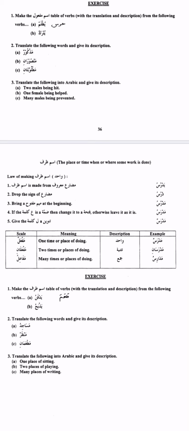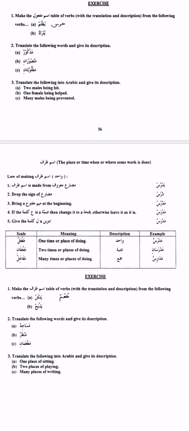Translate the following into Arabic and give its description. Two males being hit. So hitting is darbun, daraba, yadribu, darbun, and the siga of fi'l mudari' majhul is yudrabu. So yudrabu, he is hit or he will be hit. Siga fi'l mudari' majhul. And then from yudrabu we made madrubun. Madrubun, that one male who is being hit. Madrubani, two males being hit. This is tathniya mudhakkar, dual masculine.